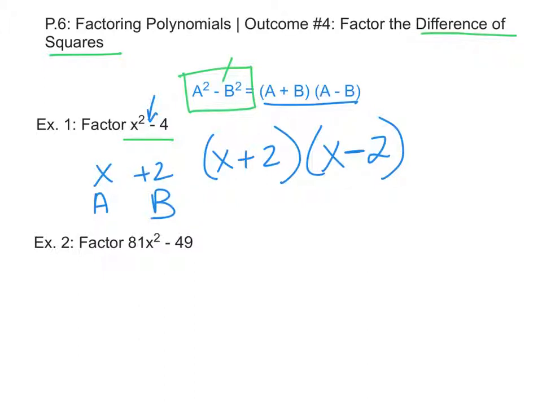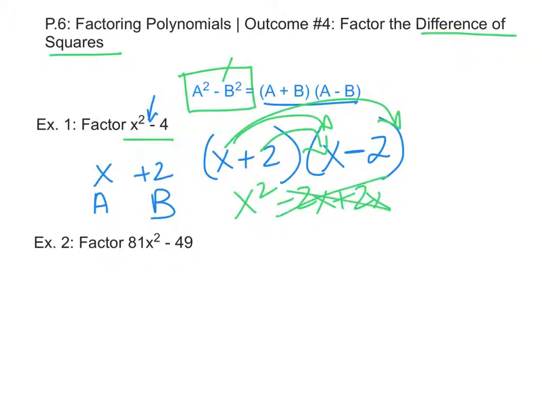And if I wanted to check that, I'll use FOIL. x times x gives me x squared, x times negative 2 is negative 2x, 2 times x is positive 2x, that cancels out because negative 2 plus 2 is 0, and 2 times negative 2 gives me negative 4, and you can see here that that becomes x squared minus 4. So if you're able to identify that a polynomial is the difference of squares, then you can use the template of a plus b and a minus b as the factorization for this.